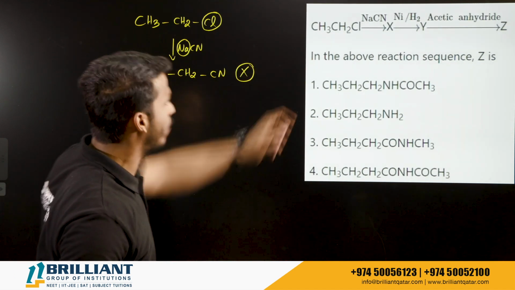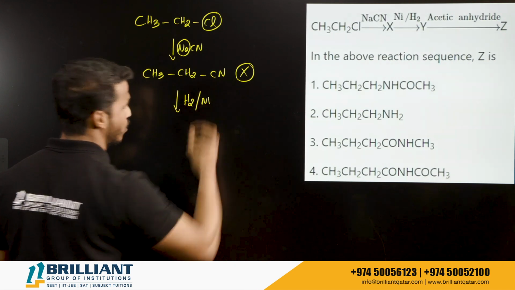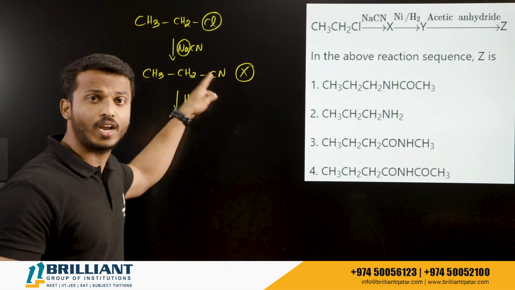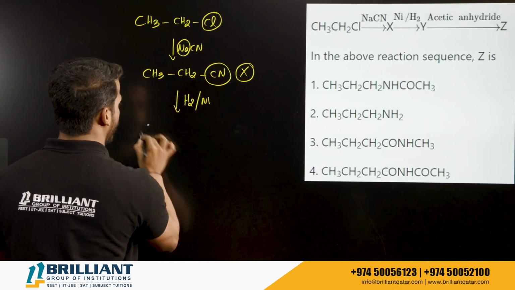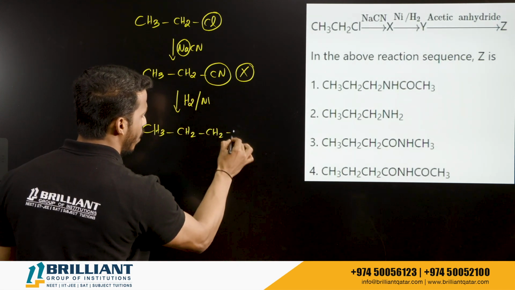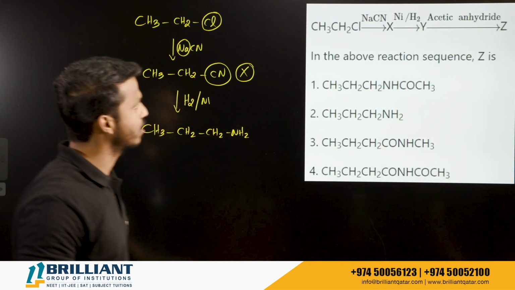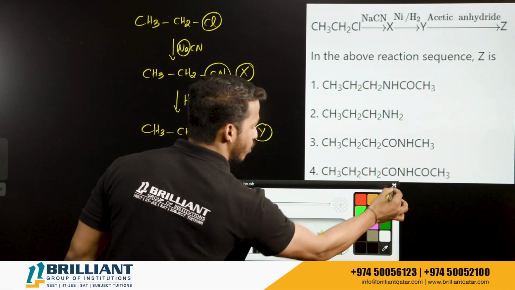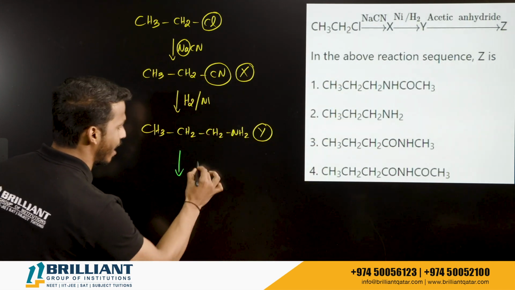It is treated with nickel and hydrogen. Addition of hydrogen in the presence of nickel is called reduction. Cyanide on reduction gives a primary amine, so CN is converted to CH3CH2CH2NH2. Next is compound Y, and you are going to treat it with acetic anhydride. What do you mean by acetic anhydride here?